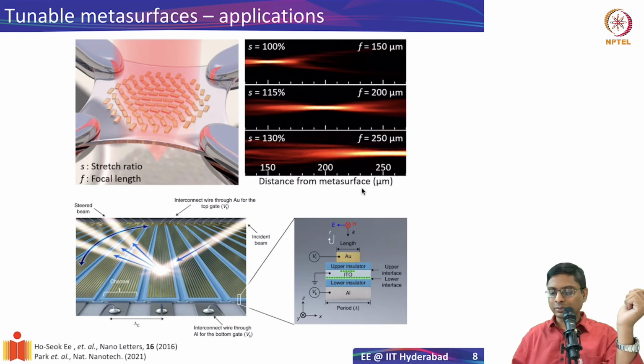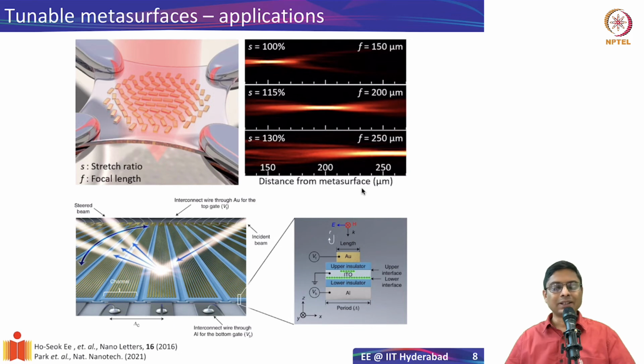One of the ways could be to use some sort of stretching mechanism like this. Initially I have the focus at some distance of 150 microns, and as I stretch, the focus shifts to 200 and 250 microns. You can think of this as the focusing of the optical beam. If this is the axis in which the light is propagating, at this position away from the lens, at around 150 microns, you see the focusing of light, and as you stretch it, the focus spot shifts to 200 microns and 250 microns. So we're able to change the focus with stretching.